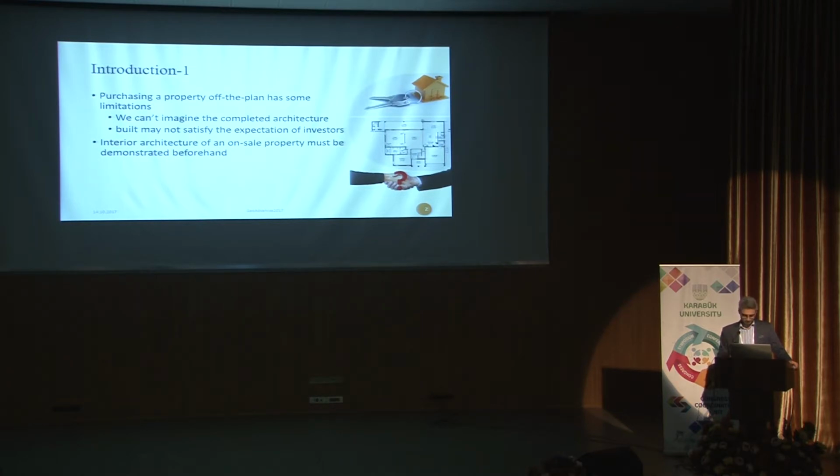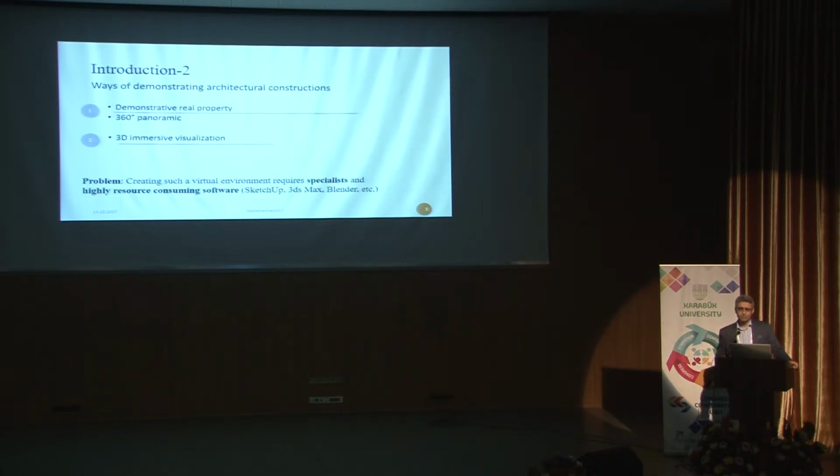This could be a way. There are several ways to realize this. First of all, to make a demonstrative real property. Let's say you want to buy a 2+1 room house, and there are many of them. The property seller cannot demonstrate them all, and can only show one. If you want to buy another version of the house, you cannot see it because there's one single demonstrative real property. The other way could be a 360-degree panoramic view again.